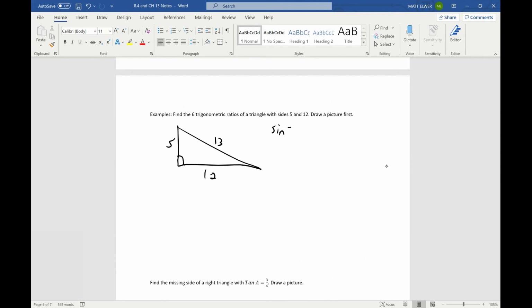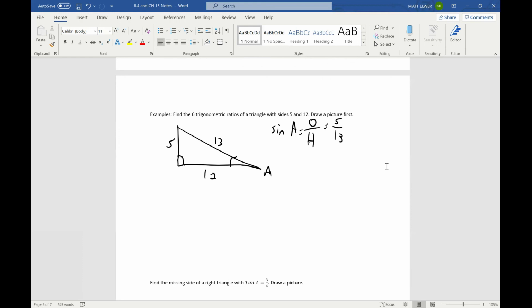and maybe we'll let this smaller angle equal A, right? So I want to find the sine of A. That's equal to the opposite over the hypotenuse, right? So maybe I'll just write O over H. So opposite over hypotenuse, which is equal to 5 over 13, right?